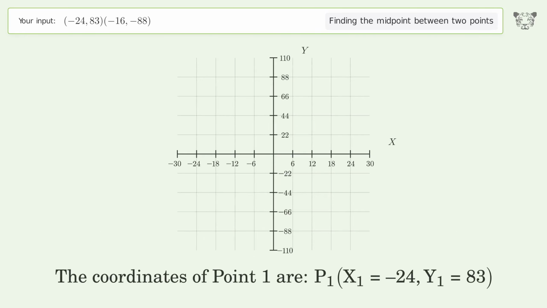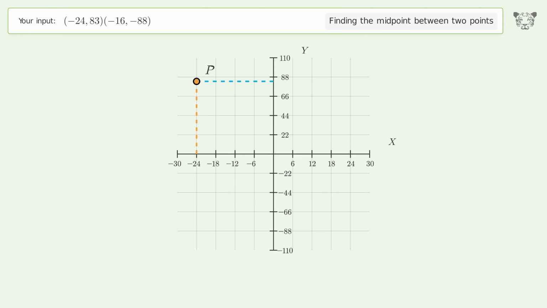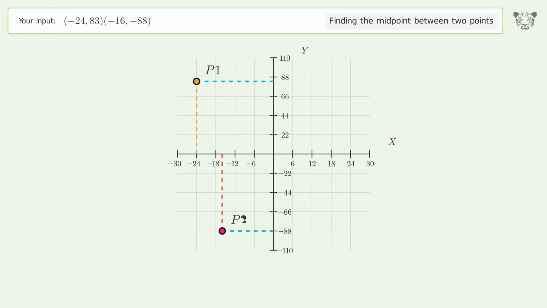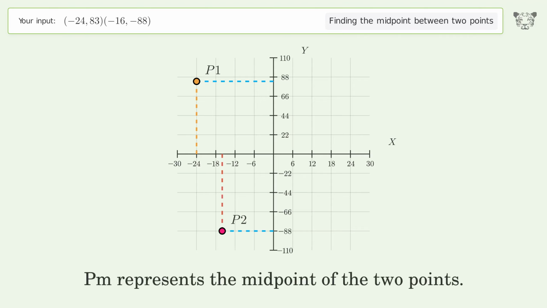The coordinates of point 1 are, x1 equals -24, y1 equals 83. The coordinates of point 2 are, x2 equals -16, y2 equals -88. PM represents the midpoint of the 2 points.